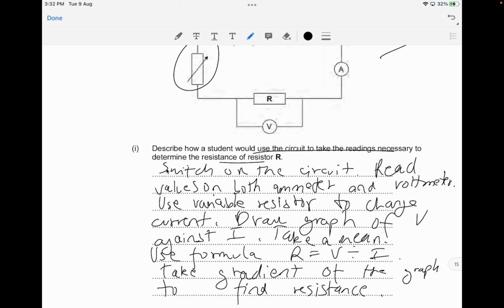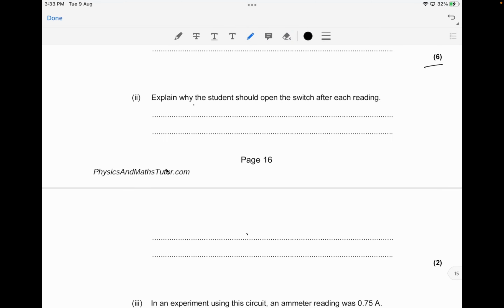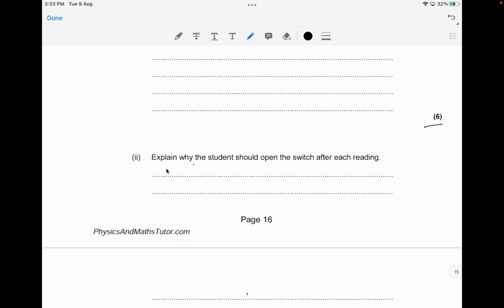You're going to draw a graph of V against I, and take a mean. You're going to use a formula such as R equals V divided by I. Again, resistance is equal to potential difference divided by the current. Then you take the gradient of the graph to find the resistance. These are the 6 points I've written down for this type of answer. You can write down other points as well if you want to score those good 6 marks. Let's move on to the next question. The next question is: explain why the student should always open the switch after each reading.